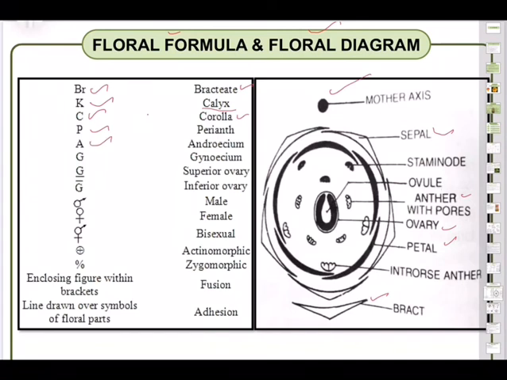And then A for androecium, the male reproductive organ. This male reproductive organ will have anthers. So representation of anthers is through A, androecium. G for gynoecium, the female reproductive part, which will be in the center of the diagram. You can see here ovary, and inside the ovary, of course, we talked about seed. Matured ovule is a seed, and matured ovary we said is a fruit. Developed ovary is a fruit.